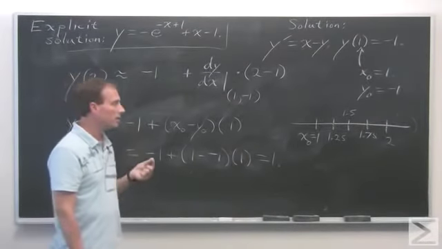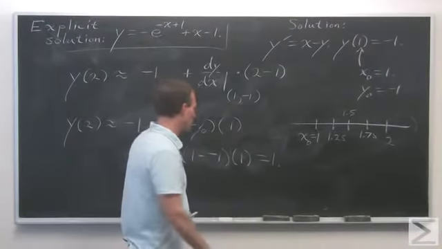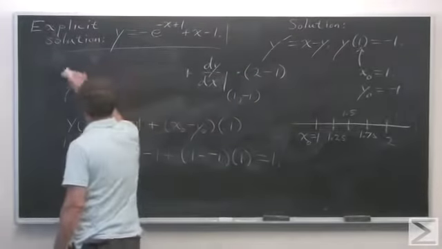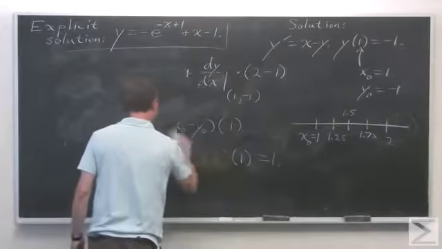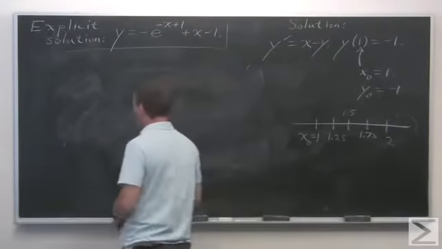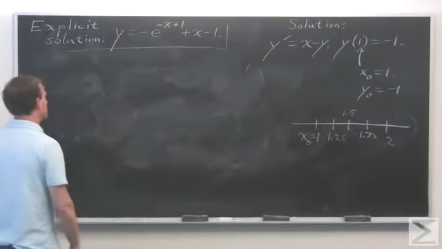And this is what Euler's method does. So, and that's it. That's all there is to it. It's linear approximation over and over again. So how does Euler's method go? You have a sequence of x values and a corresponding sequence of y values.